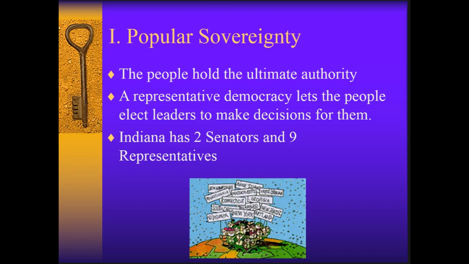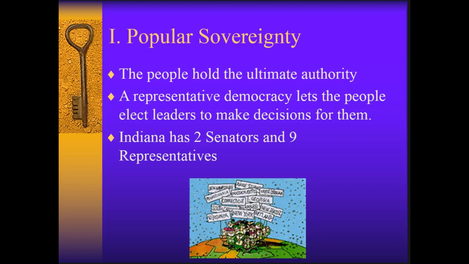So popular sovereignty, if you remember the vocabulary term from before, sovereignty means the power given to an individual or to a group of people to make those key decisions. Popular meaning people, so it's people who hold the power. As you can see, the people hold the ultimate authority within our country.